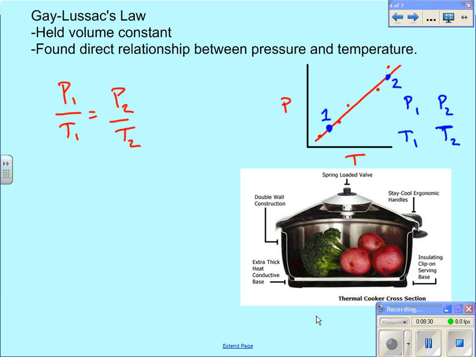So again, if we compare the first and second states, we should expect to see that those greater than or less than signs point in the same direction. So let's look here at state 1. A low pressure and a low temperature. In this case, the temperature and the pressure are both lower than the second temperature and the second pressure. So again, indeed, we do see that direct relationship.